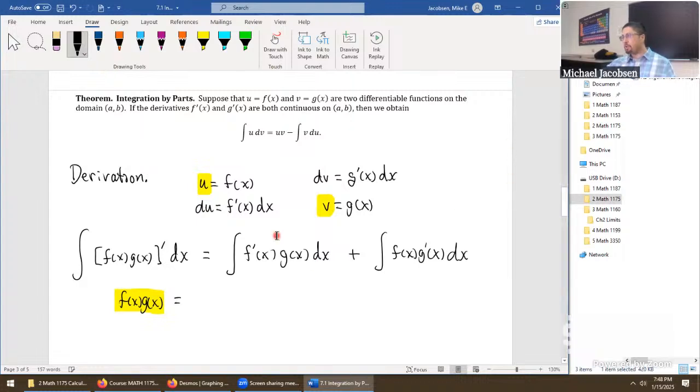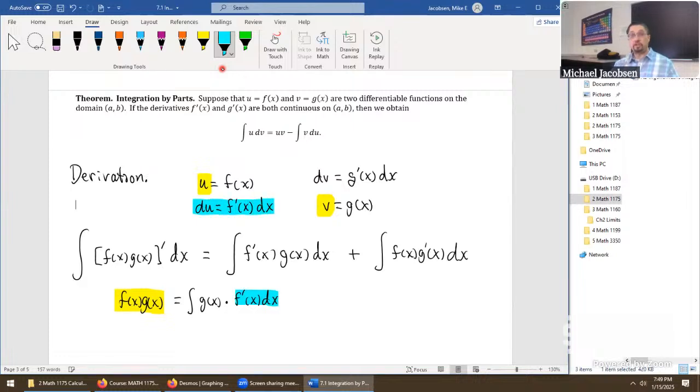On the right, let's take a little bit of extra time just to format this. This is the antiderivative. I want to change the order to g of x times f prime of x dx. The reason for that is f prime of x dx is just du now. And this part is going to be v. We can do that again and go plus.